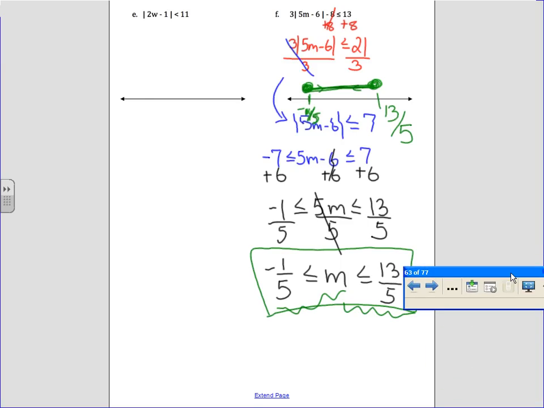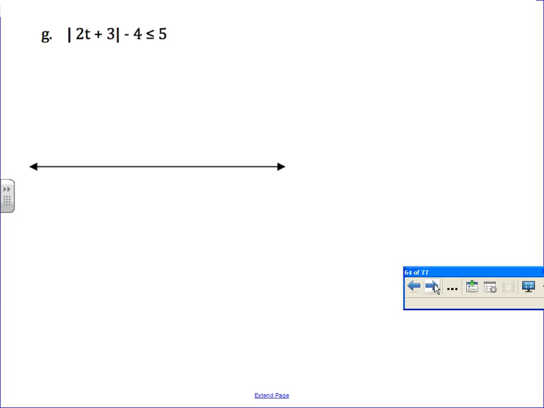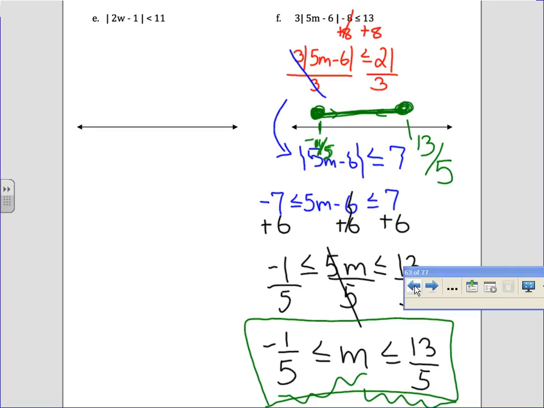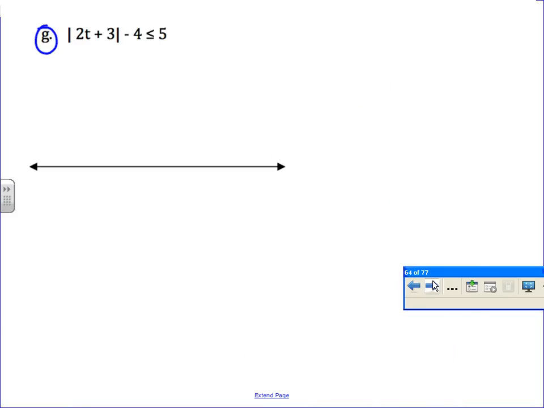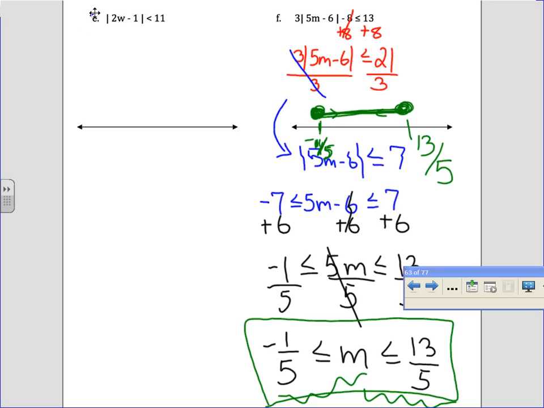I want you to take a look at letter G, and I want you to do letter G on your own. So circle letter G and letter E. When you come see me to get your assignment, I want you to show me letter G and E with your work and with your graph, and then I will give you the assignment.